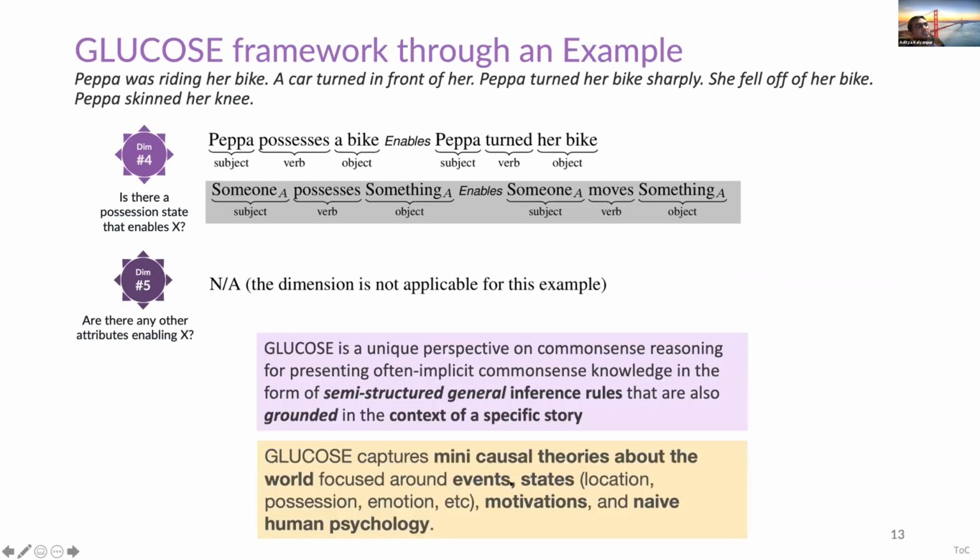So the point here is, if you step back and think about what we're doing, what GLUCOSE is capturing are these mini causal theories about a given story and events that happen in that story, where these causal theories are tracking states, motivations, and so on, inspired by human psychology. And if you can collect this at scale, now you have a library of these mini causal theories, which maybe you can do some interesting common sense reasoning with.